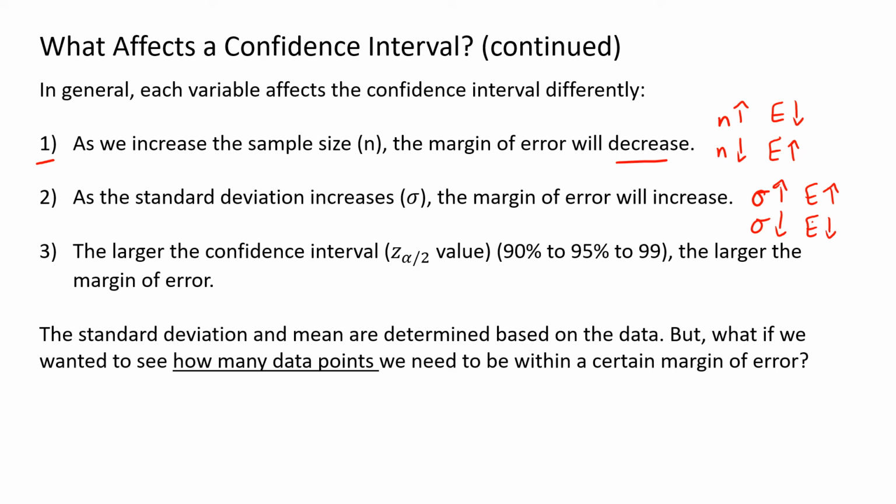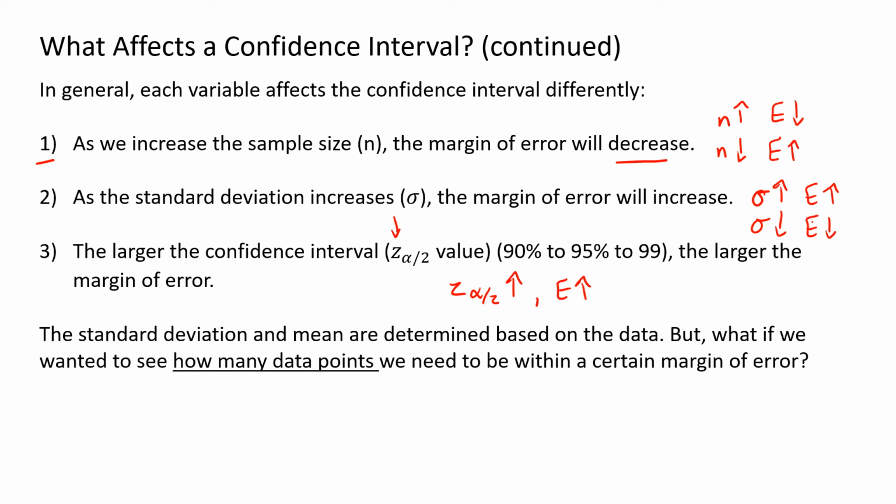The last item is that the larger the confidence interval is, remember, that was our z value, the larger the margin of error. Remember, as the confidence level increased, your z-score increased. And that's because you're casting a blanket over a larger amount of data. 90% falls within versus 99% is a big difference. So in this case, as our z value goes up, our error increases.